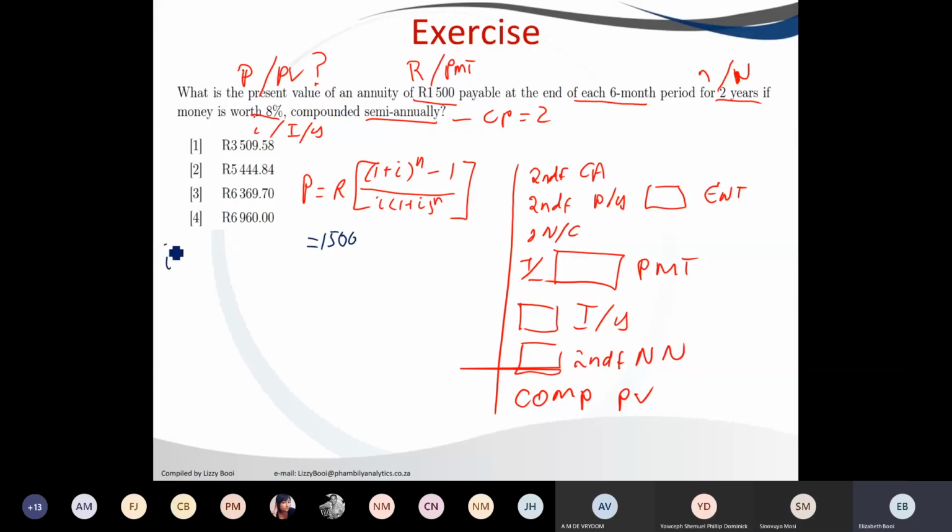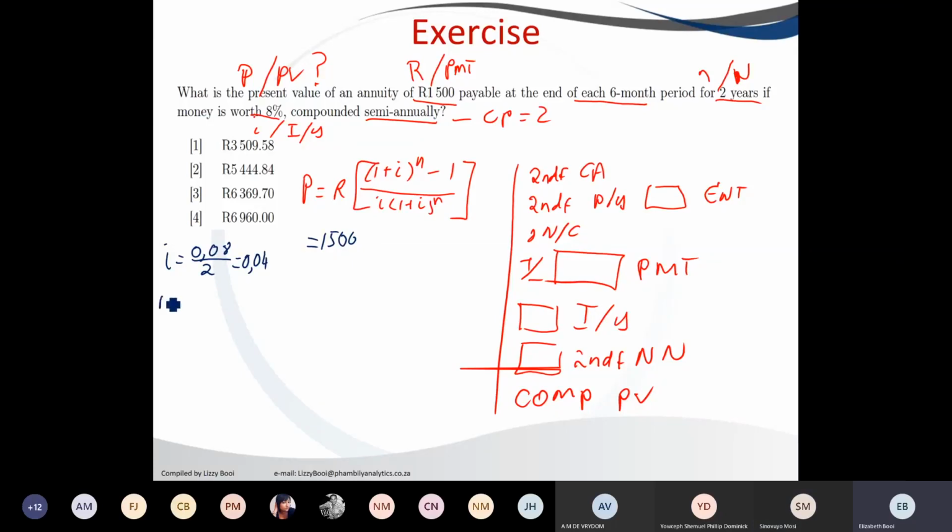So let's do I. You need to divide by the compounding periods, so it should be 0.08 over 2. And that is my 8%, compounded every 6 months. Yes. And I'm not sure if I'm correct. Yes, you are correct. It's 0.08 divided by 2. What is 0.08 divided by 2? It's 0.04.